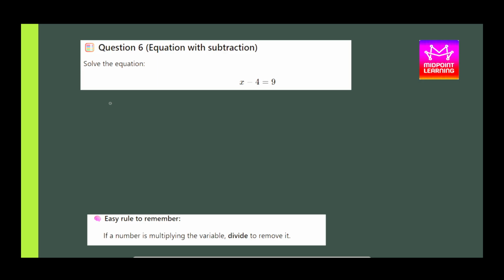So what is the opposite of minus 4 then? Plus 4, right? So we have to do plus 4 on both sides. So we will say x minus 4 plus 4 is equal to 9 plus 4. What we did: plus 4 on both sides. So x minus 4 plus 4 becomes x, and 9 plus 4 becomes 13. 13 is the answer.